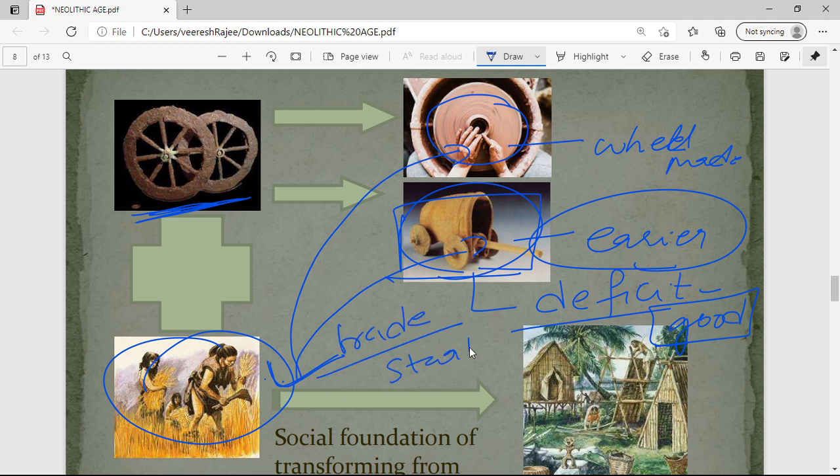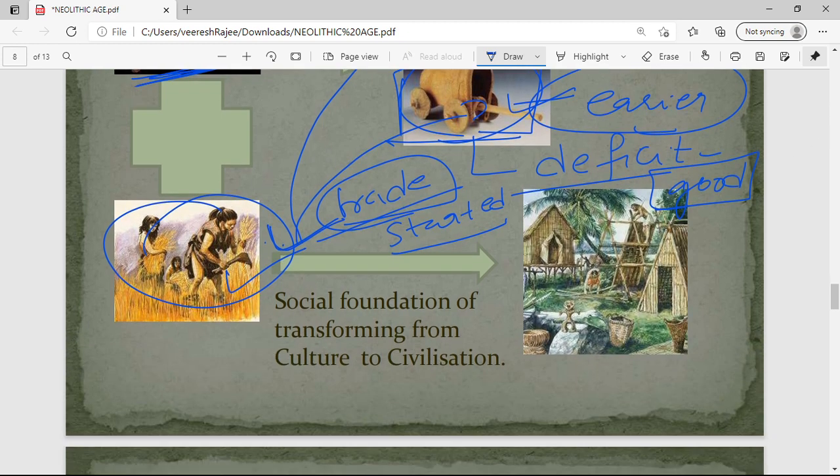Trade started, but it was in its initial stages. It started during the Neolithic Age because surplus was produced, and this surplus was produced because of the practice of agriculture. As we have seen, this practice of agriculture led to the settlement of people.